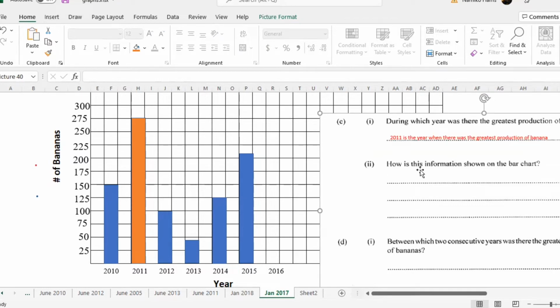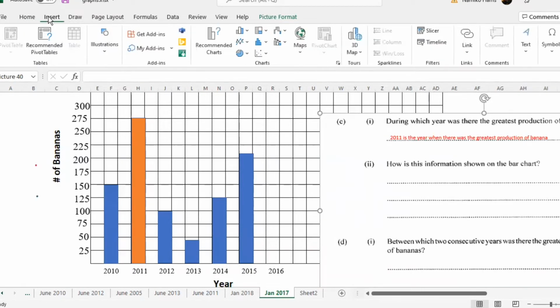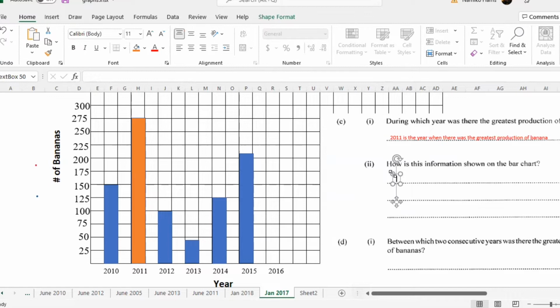Now part 2 says, how is this information shown on the bar chart? Now, if we had used a table, if you had looked on your table and gone through and said, oh, it's 2011 because it had 275 tons being produced in 2011. Part 2 now says, how is this shown on the bar chart? So either one you could have used to answer part 1, but now they're asking you specifically, how would you have used the bar chart itself to identify that this was the year that produced the greatest tons of banana? How is this shown on the bar chart?